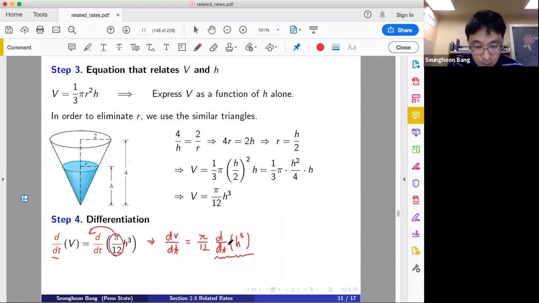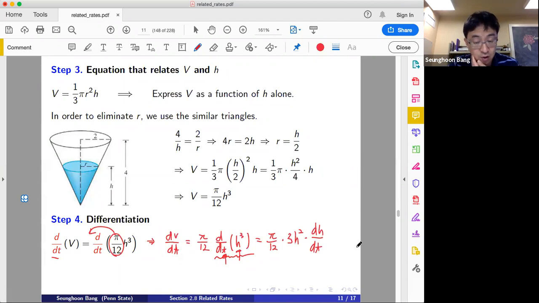Yes, same. What is t? T is the variable. The h is a function of t. You always use the chain rule. So we have pi over 12 times 3 times h squared times dh over dt.